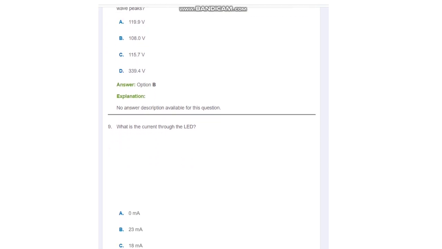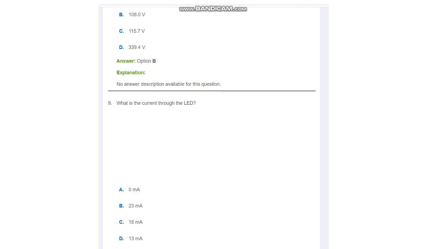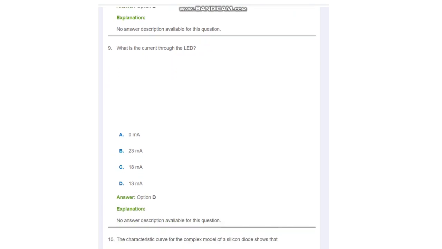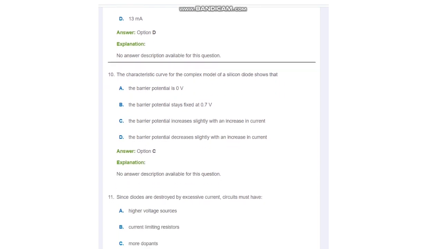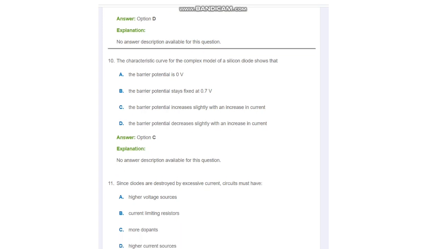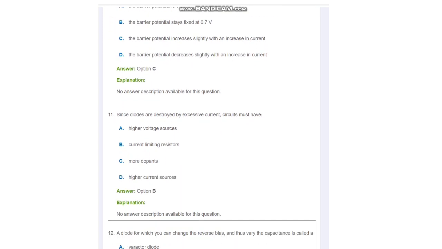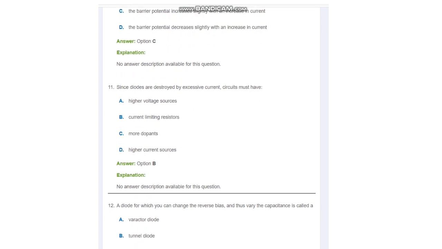Then question number 9: what is the current through the LED? 13 milliampere, it is the current through the LED. The characteristic curve for the complex model of a silicon diode shows that the barrier potential increases slightly with an increase in current, that is C is the correct answer. Since diodes are destroyed by excessive current, circuits must have what? Circuits must have current limiting resistors.